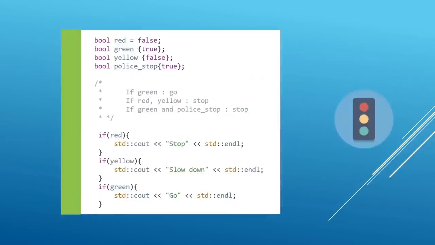Okay, here is another simple example. We have seen this in the last lecture. We have a few variables containing our conditions, and we are saying if the light is red, for example, we're going to do something. If it's yellow, we're going to do something. If it's green, we're going to do something.